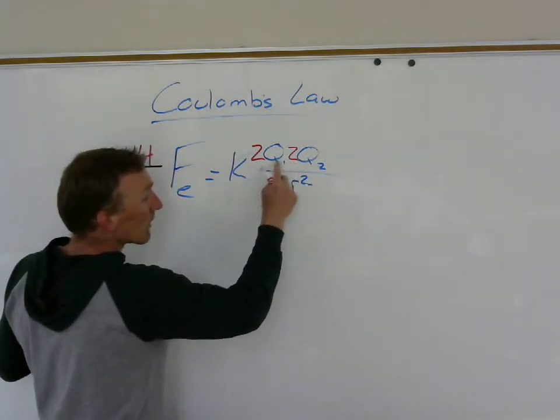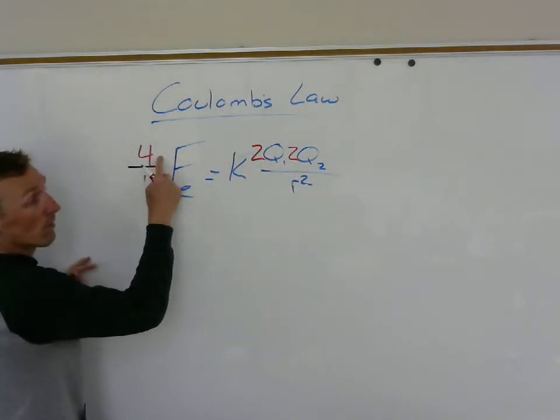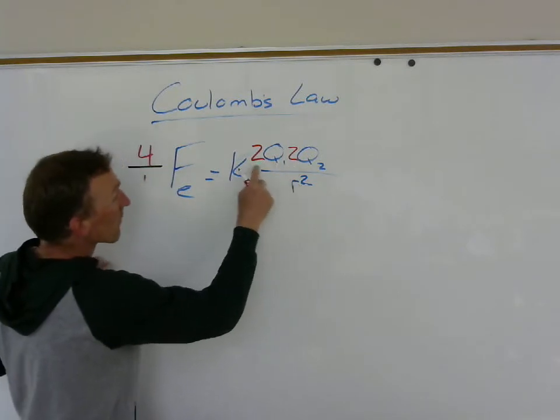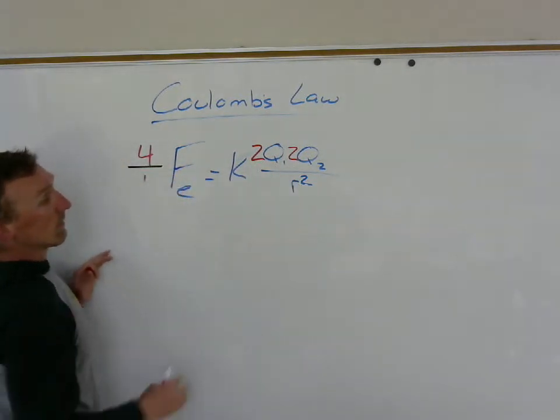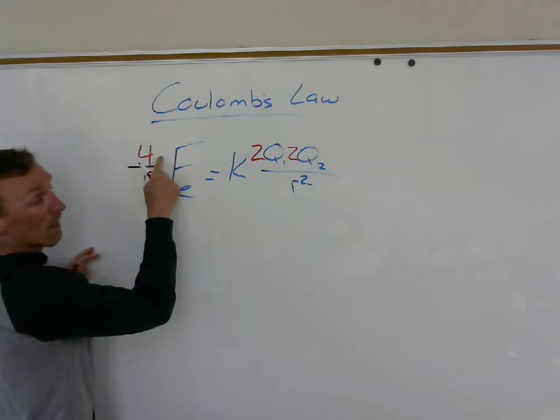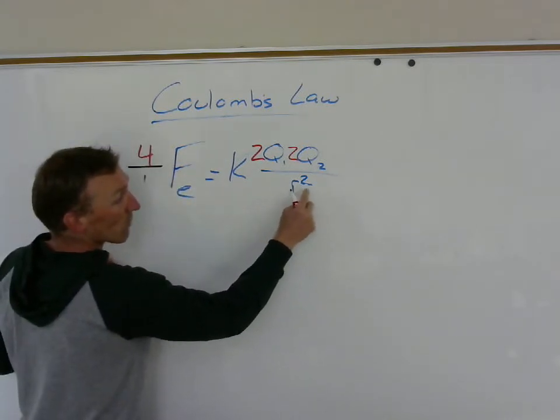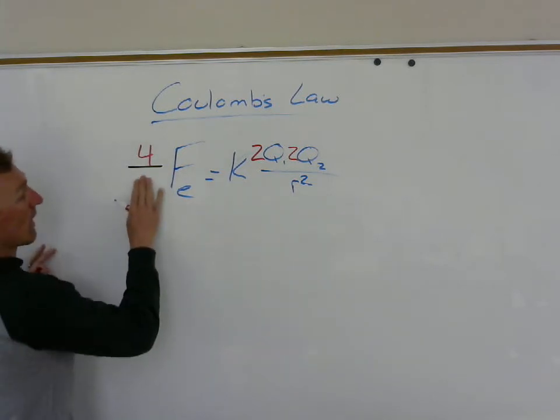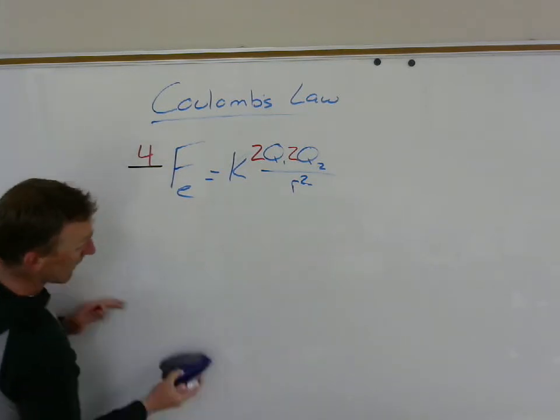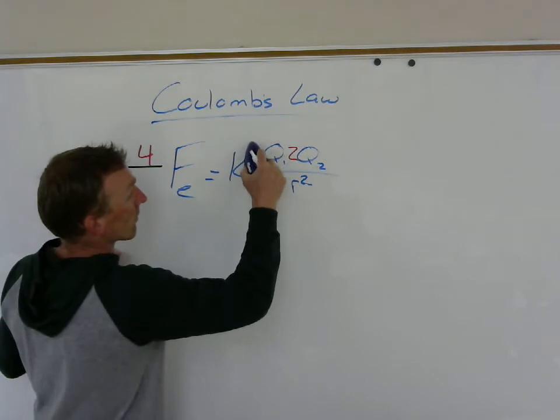If I put a 3 here, it'd just be 3 times 2, it'd be 6 times. If I put a 10 there, it'd be 10 times 2, it'd be 20 times. Whatever you do, just multiply it and put it on top. Pretty straightforward. On the bottom, we have a squared value here, so we have to keep track of that. Let's erase these other charges.